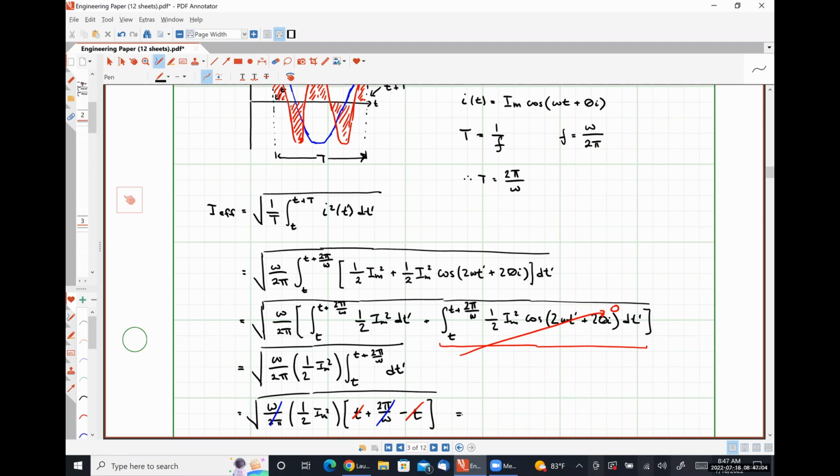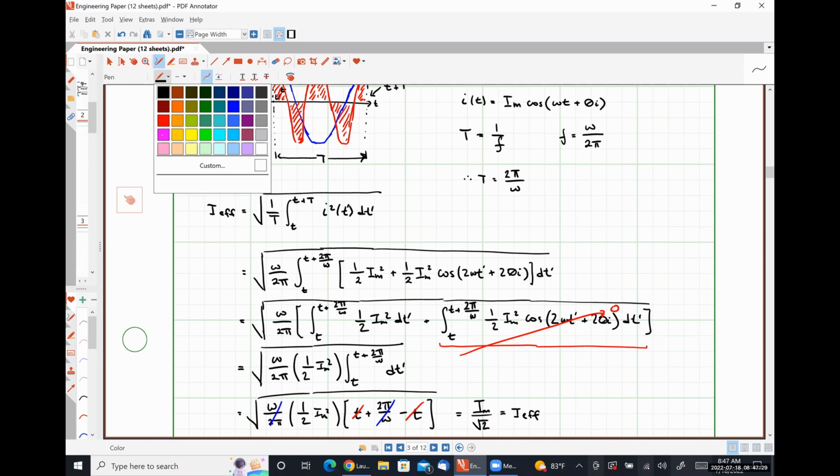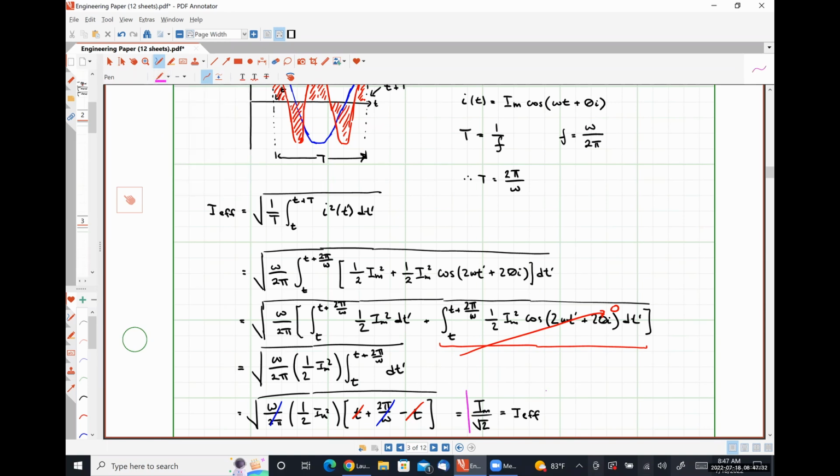And what we find here is that the effective value for our sinusoidal current is just the magnitude of the sinusoidal current divided by the square root of 2. I'm going to put a box around this because it is a very important revelation. Okay.